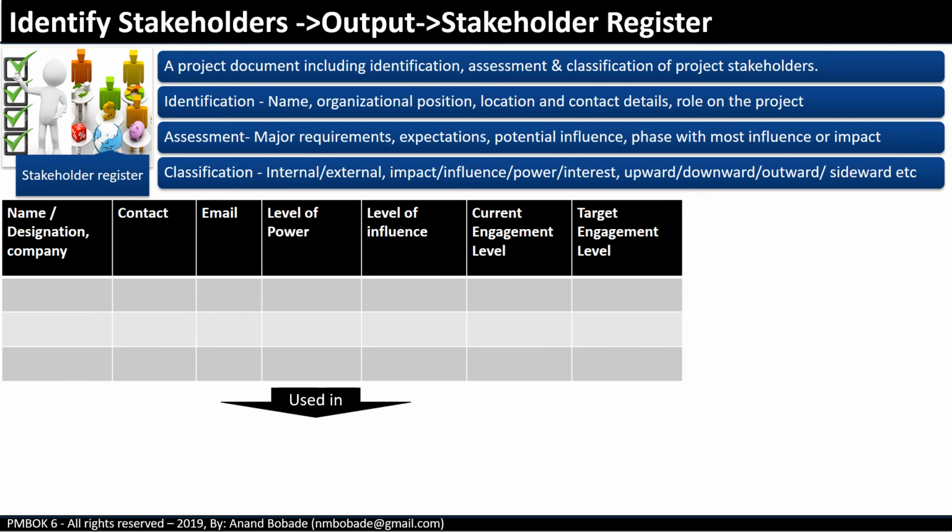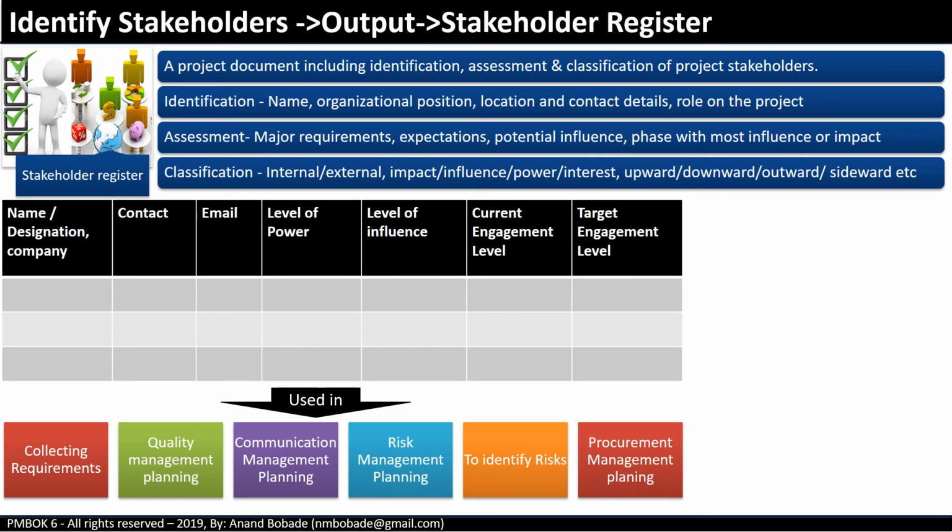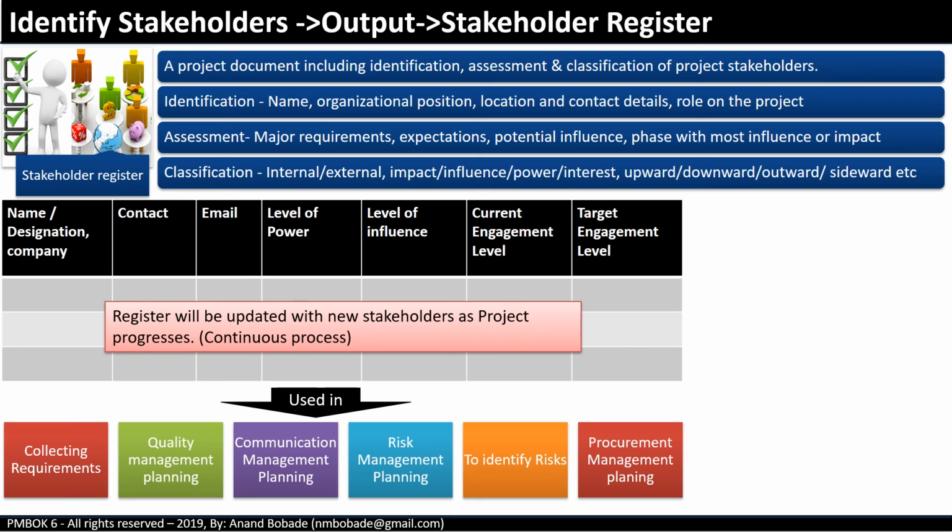The stakeholder register is input to many processes. For example, it can be used during requirement gathering, which is collect requirements, quality management planning, communication management planning, risk management planning to identify risk, and procurement planning. The register will be updated with new stakeholders as the project progresses. Remember, stakeholder identification happens throughout the project.